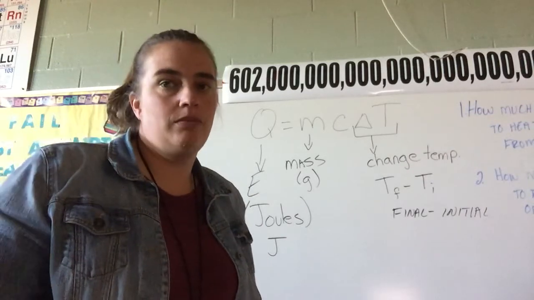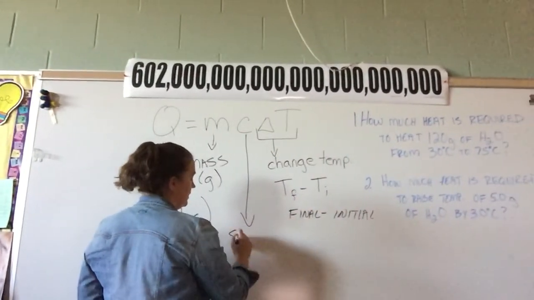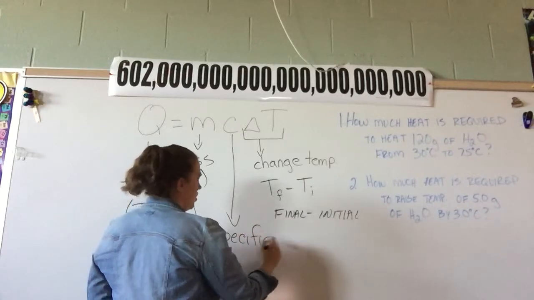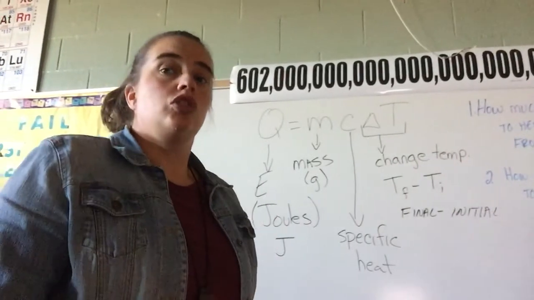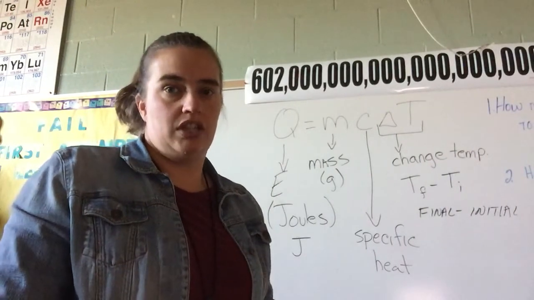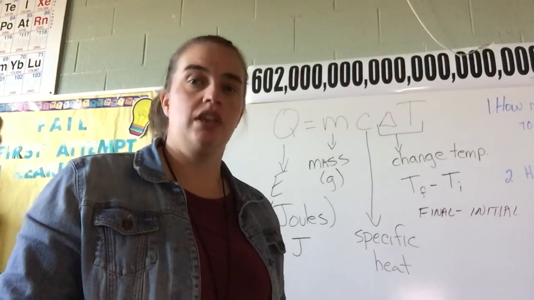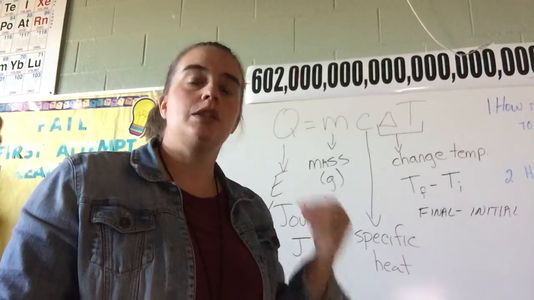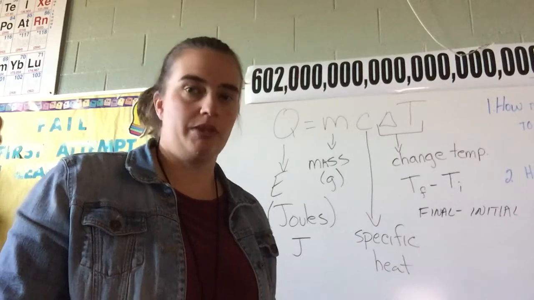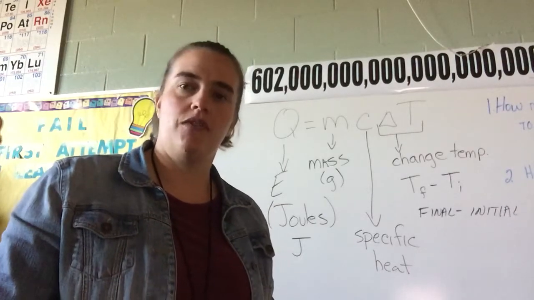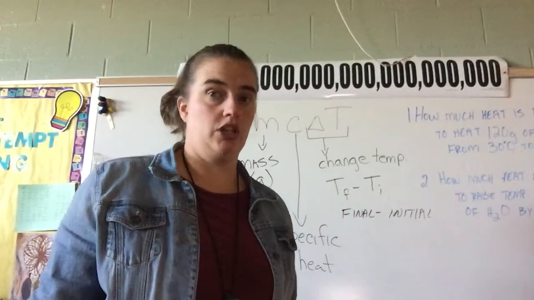I left the last one, the one in the middle, the C, to last. This is something new. This is my specific heat. Specific heat is the amount of energy needed to change 1 gram of that sample 1 degree Celsius. And the reason I left this one to last is that specific heat is something I'm going to give you. Specific heat is specific to that particular material. So water has a specific heat. Steel has a different specific heat. So then truly we're just going to plug and chug.